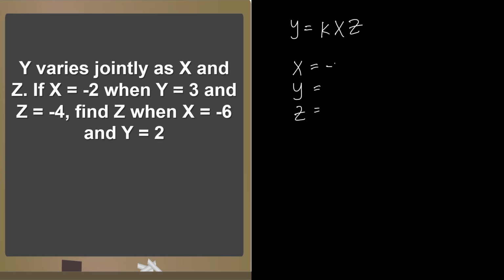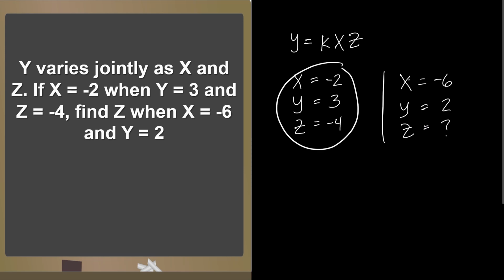Now let's write the values of the other variables. For x, the value is negative 2, y is 3, and z is negative 4. Then we also have another set, the second set. So let's write x, y, and z. For x, it is negative 6, y is 2, and then we have to find the value of z. So how do we solve this? This is our first set, set 1, and this is our set 2.